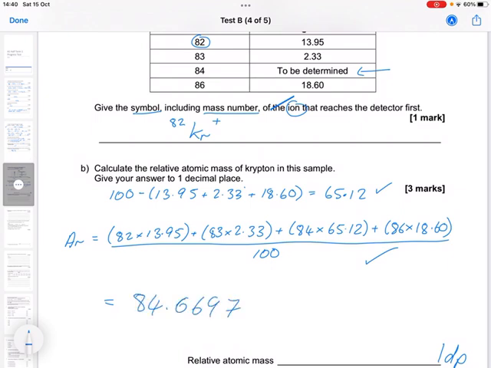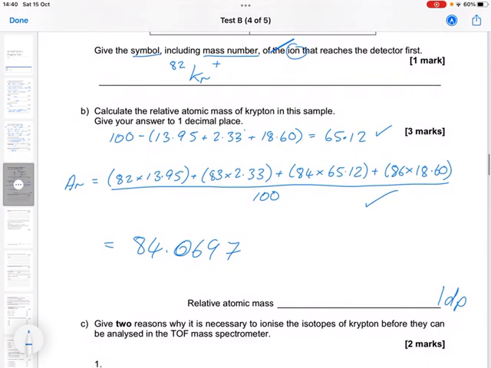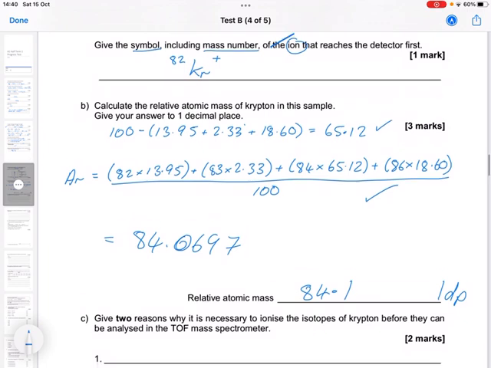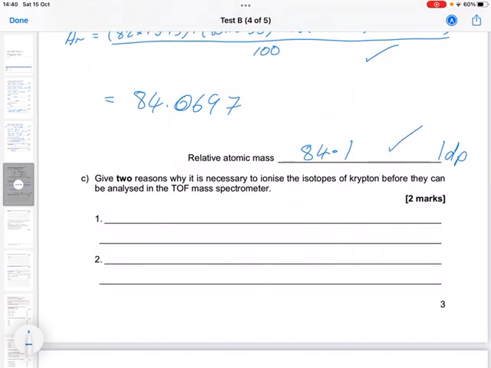84.0697. And it has to be to 1 decimal place, so that will be 84.1. And there's the third mark.